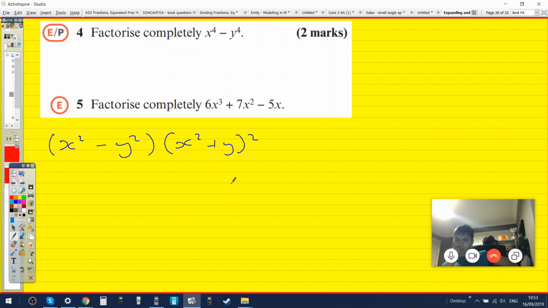Why is it a 2-mark question? And there's a tip in the wording of the question. So that means the question is not done. So what else can you do? Square root all the answers or something. This can be factorized.